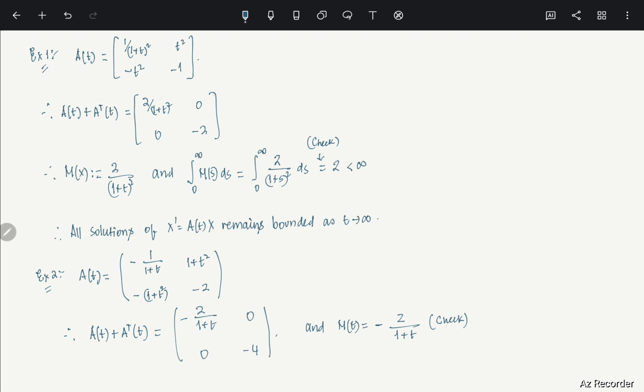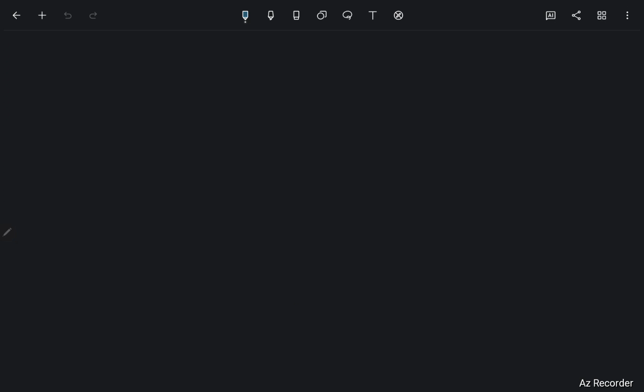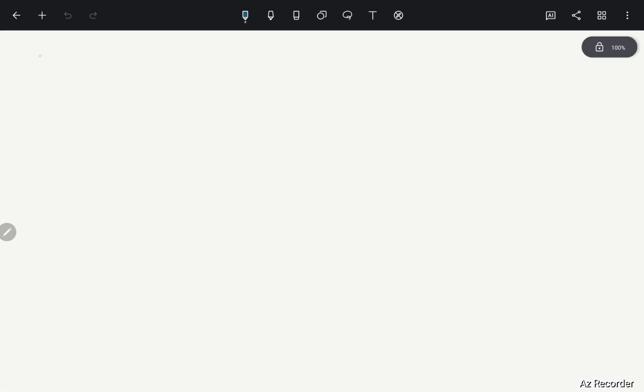Since this is the case, therefore, what do you have? The integral from 0 to infinity of m(t) dt, if you calculate that part, will be nothing but the integral from 0 to infinity of minus 2 by (1 plus t) dt, right? And that is going to be minus infinity if you calculate it.